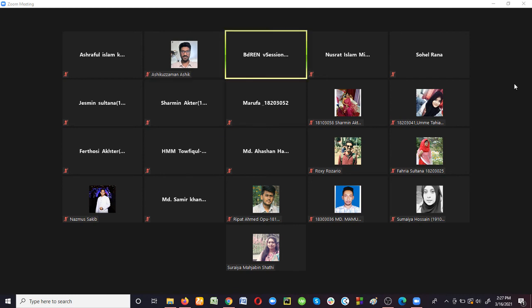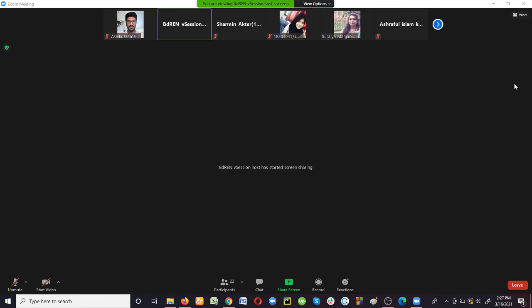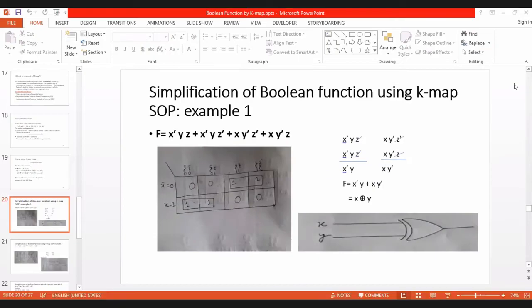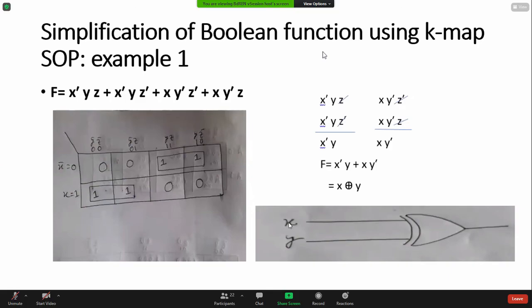So today we will see the mathematical simplification of Boolean functions by using Karnaugh map. Okay, let's see. Can you see everyone? Please copy this slide. So write the example number 1. Topic name is simplification of Boolean function using K-map.